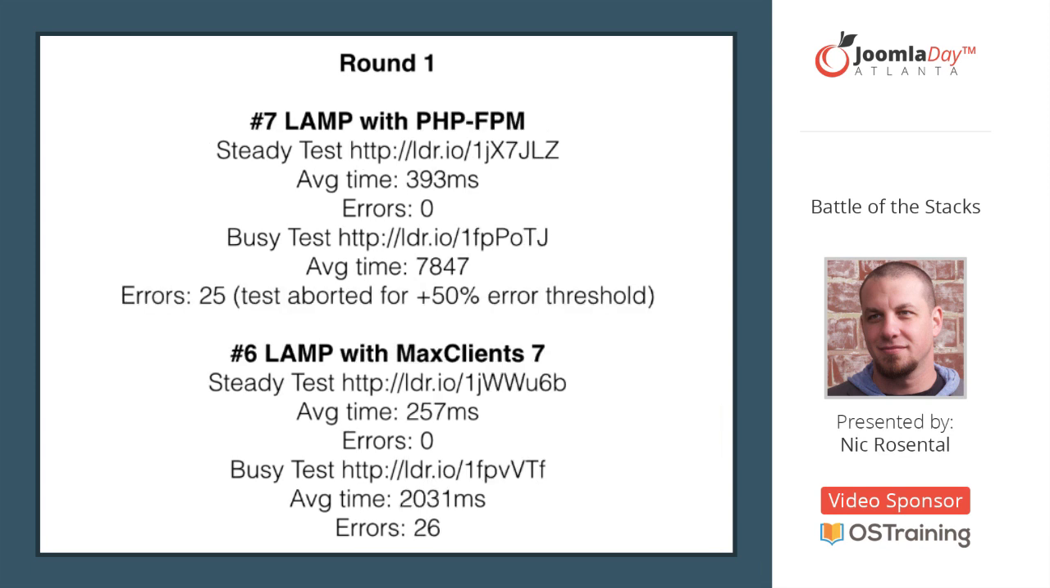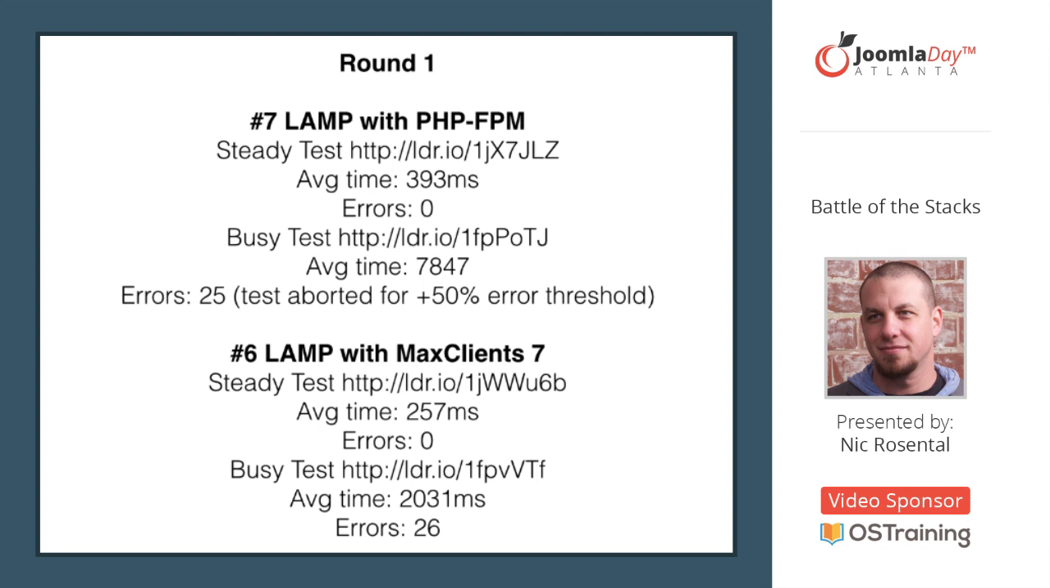All right, we have LEMP with PHP-FPM against LEMP with Max Clients 7. Before I ran the test, I thought that PHP-FPM was going to totally kill it, and it didn't. So it's a little bit of an upset in the competition. We have average time of 393 milliseconds against 257 milliseconds. So in that sense, default LEMP with just a little bit of tuning did better. And look at the error rate.